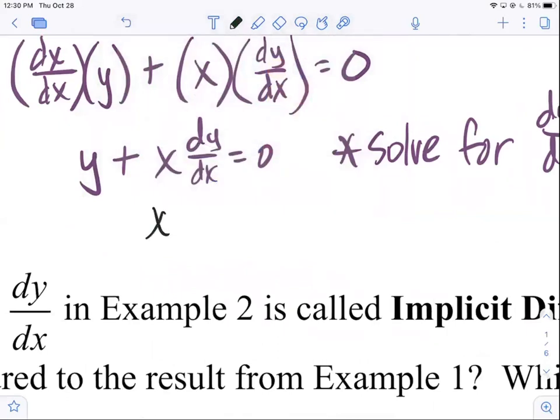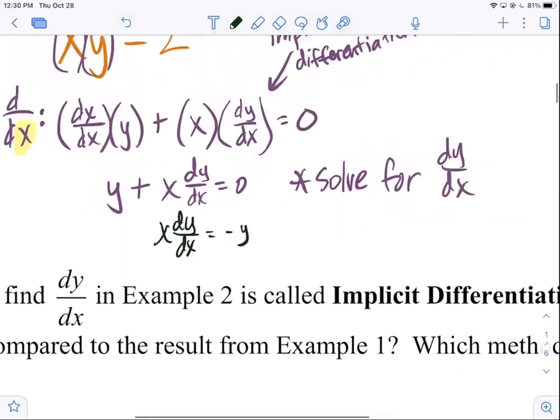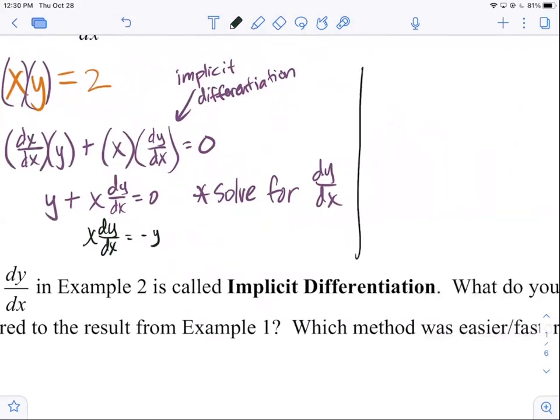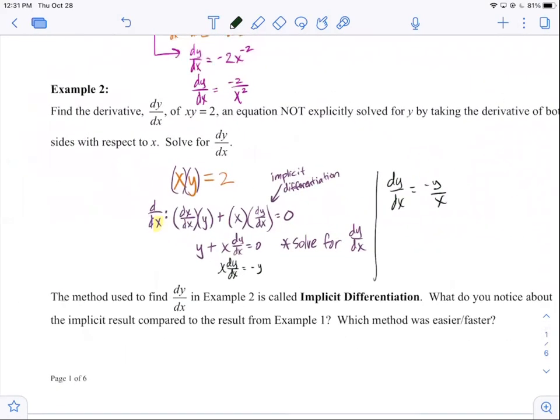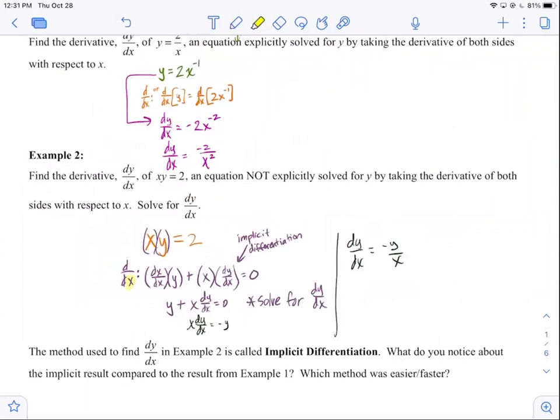I like dark green. So I get x dy/dx. Red rover, let y come on over. And now it's negative y. And now all I have to do is solve. I'm going to do a new column over here. I'll divide both sides by x, and I get the derivative of y with respect to x is negative y divided by x. And then compare it to what we got above, negative y over x and negative 2 over x squared. And you can clearly see that they are exactly not the same.